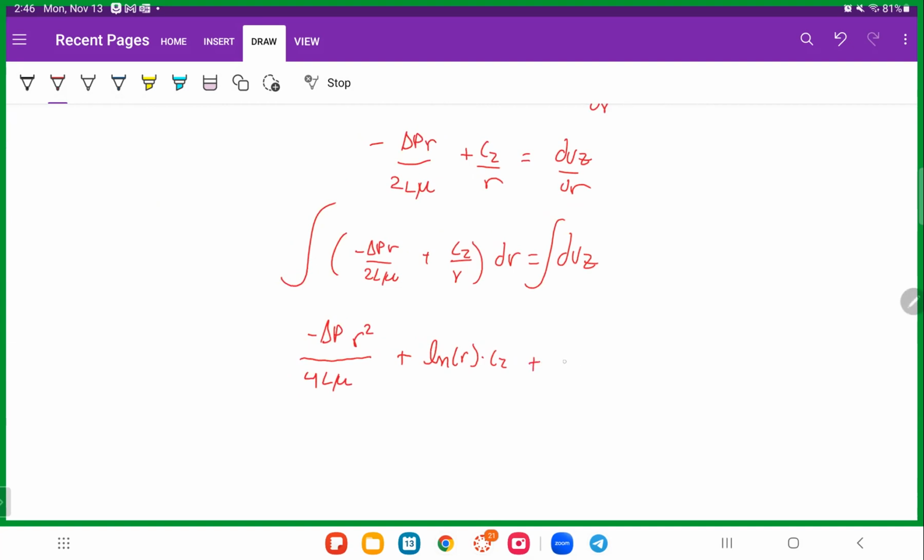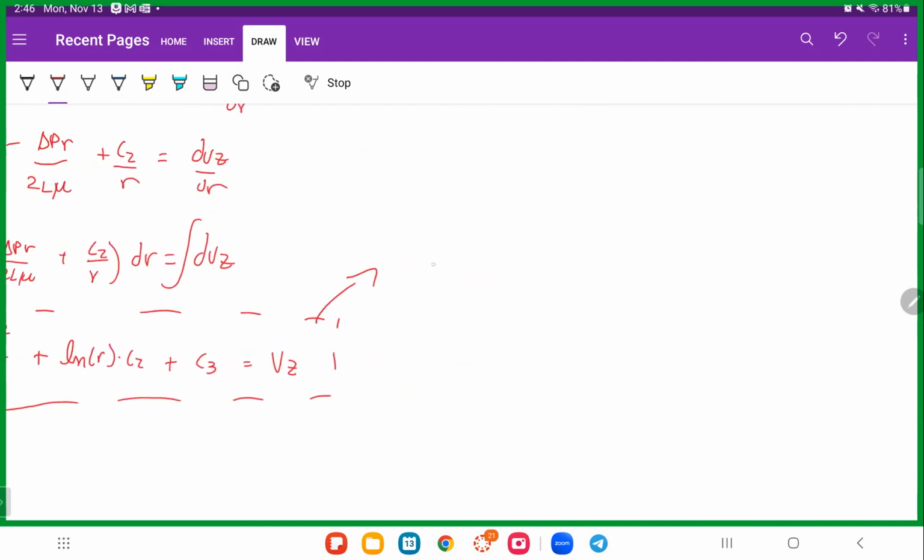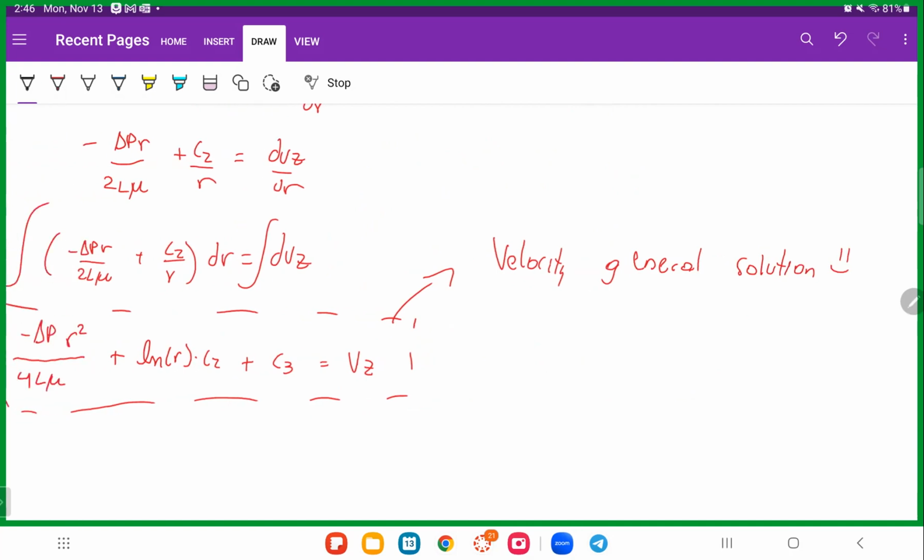Equal. They're forgetting somebody. Plus the constant. That's right. Okay, so we have our general solution for velocity. Copy fix. Okay. I'm gonna change to black right now.